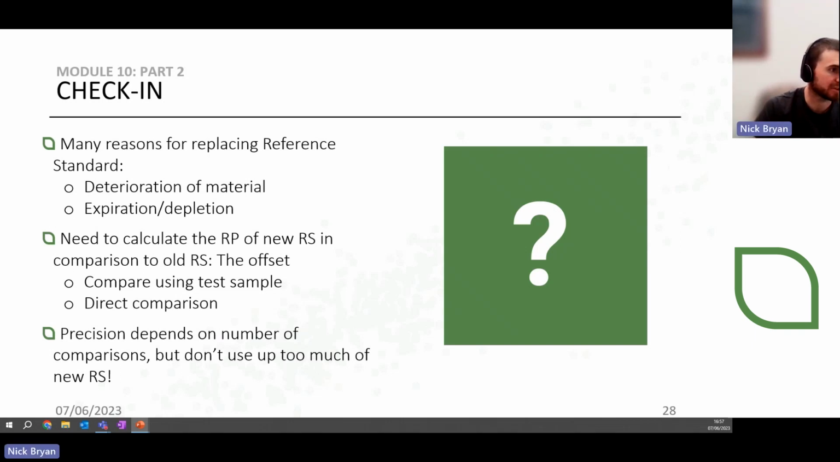And we can improve the precision of our estimate of the new relative potency of our reference standard by increasing both the number of runs and the number of plates that we use to test. However, wherever possible, we want to minimize the number of runs so that we don't waste our reference standard material.